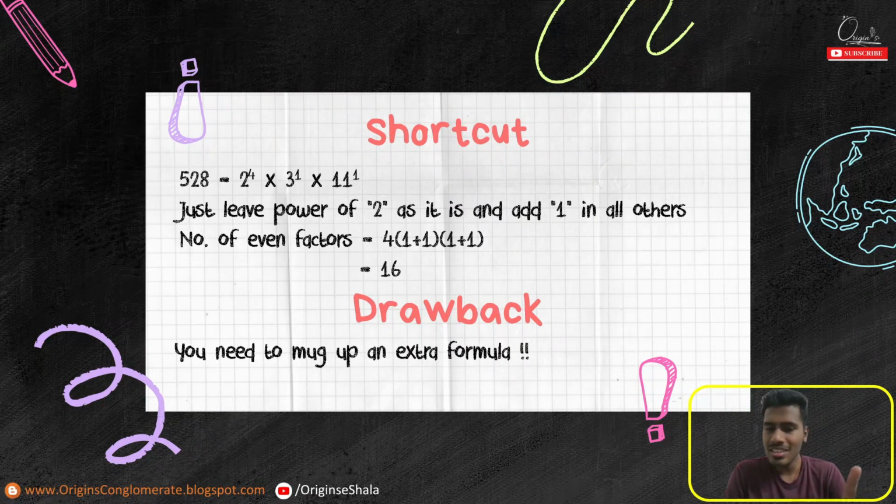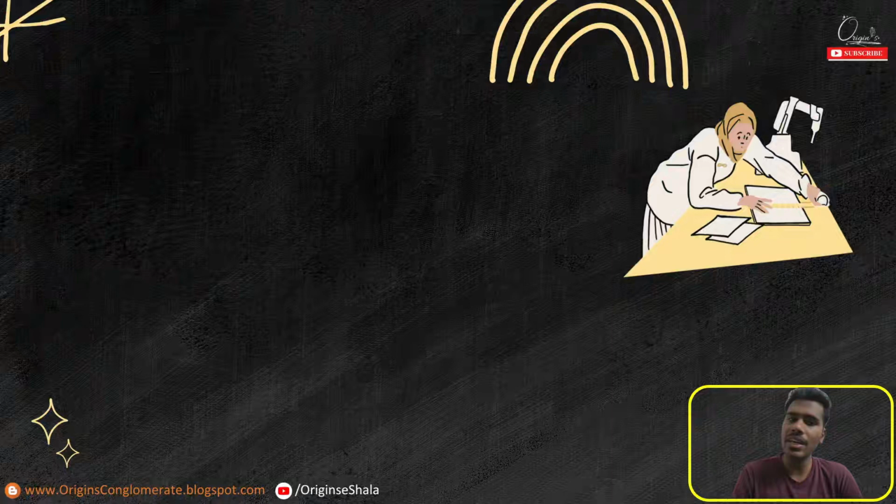The only drawback is you need to mug up this extra method or formula, you can say. But if you think logically from a permutation combination point of view, I think this much is pretty clear. If you need even factors, just keep the power of 2 as it is and do your general process of TNF for the other prime numbers. So you got how to find TNF, how to find the total number of odd factors, and how to find the total number of even factors. With that said, I think it's time for some practice.